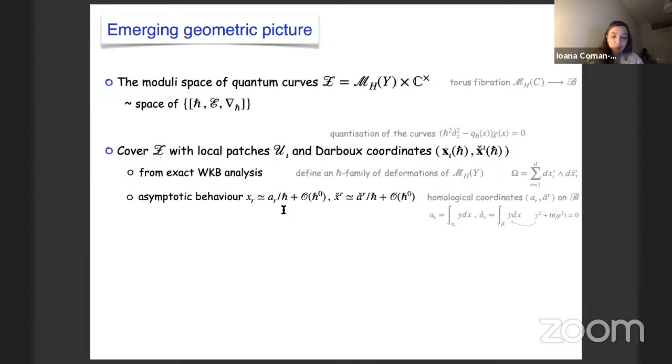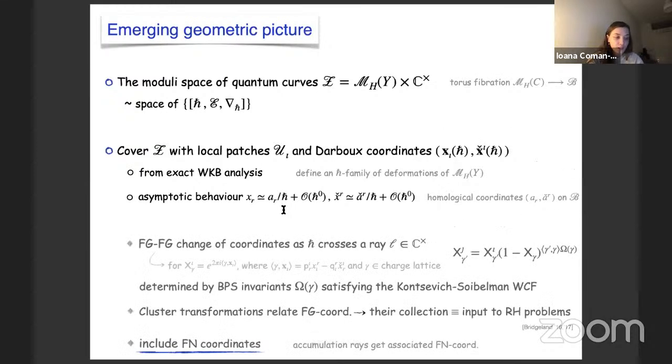And now furthermore, as a series of comments related to the BPS structures that Tom Bridgeland has discussed this week, this complex parameter H-bar lives on the complex plane with the origin removed. And this can be seen as a union of wedges separated by rays. On each such wedge, it is possible to associate a set of what are known as Fock-Goncharov coordinates, and then transition between different sets of Fock-Goncharov coordinates as H-bar crosses a ray. These are given by cluster transformations that we have seen this week, which are determined by the BPS invariants, which satisfy the wall crossing formulae of Kontsevich and Soibelman.